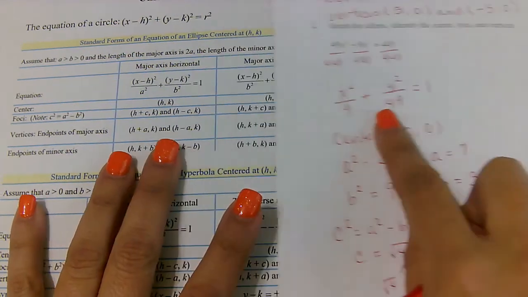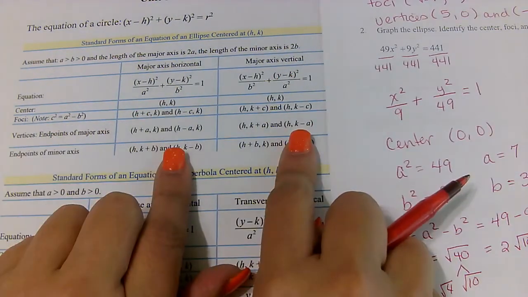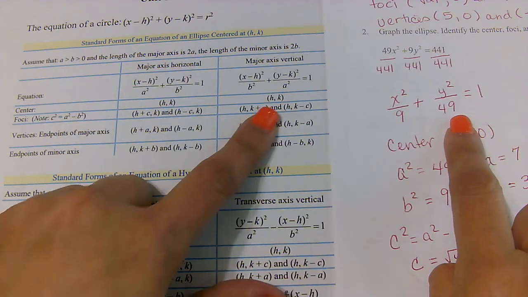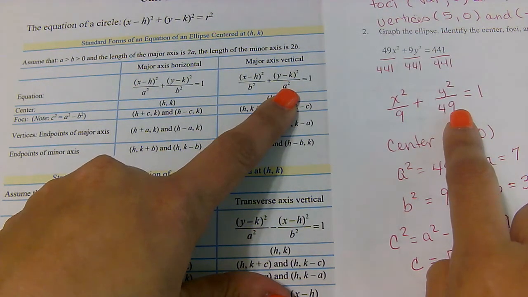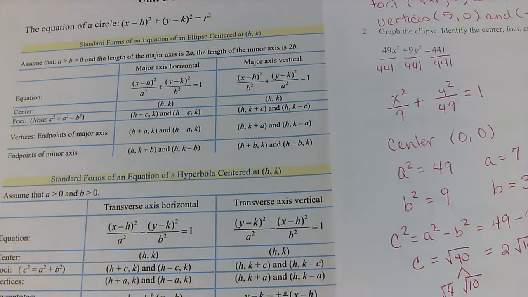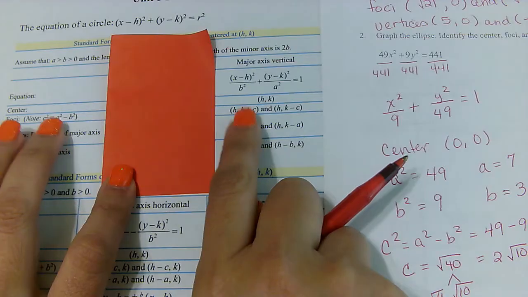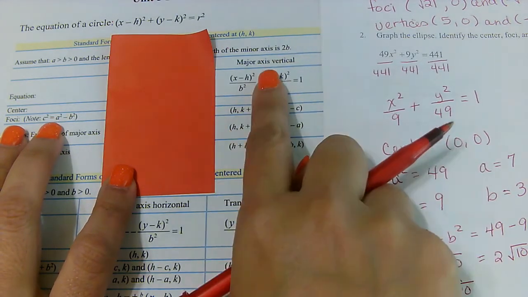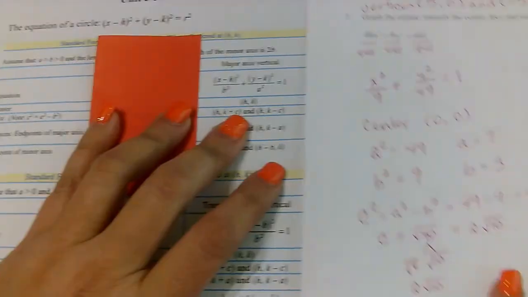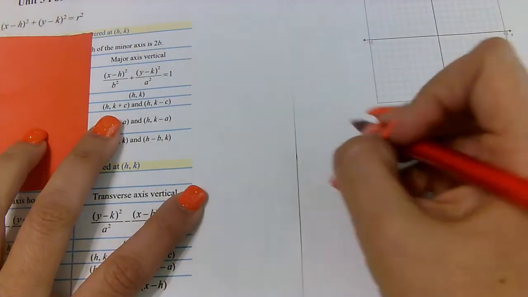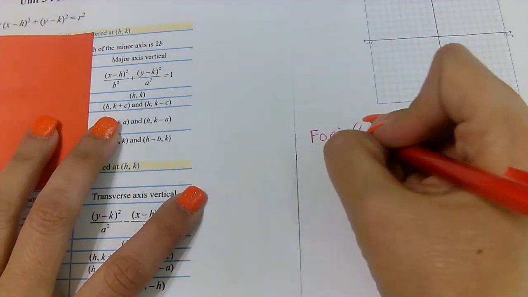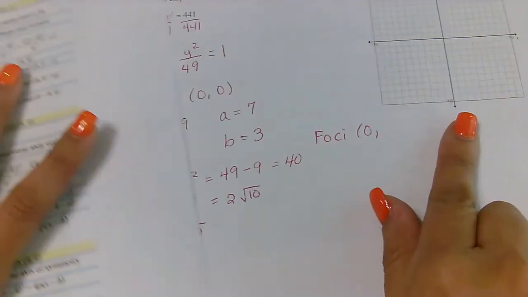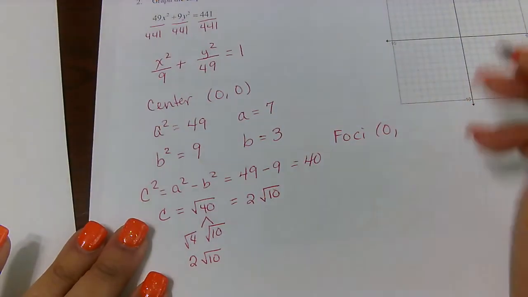The next thing I'm going to do is determine which set of equations I need to use. If you notice here, our a squared is going to be the larger number, which indicates it's underneath our y. So we need to cover up our major axis that is horizontal. Now I can use the foci formulas for our major axis that is vertical. So our foci is going to be our h, which is 0, k, which is 0, plus c. And remember, c is this 2 square root of 10.